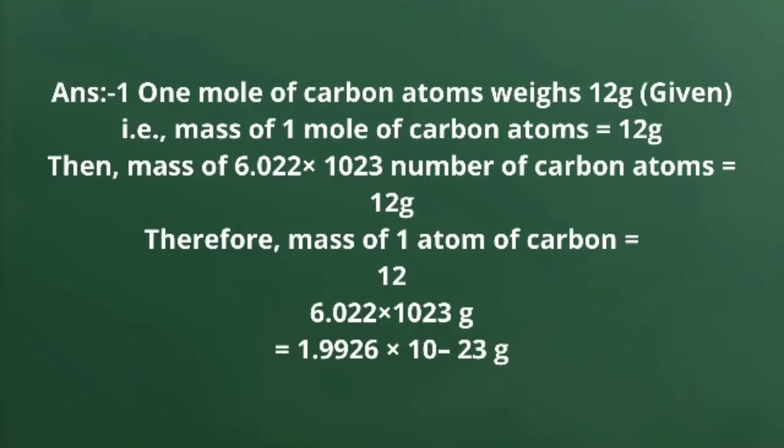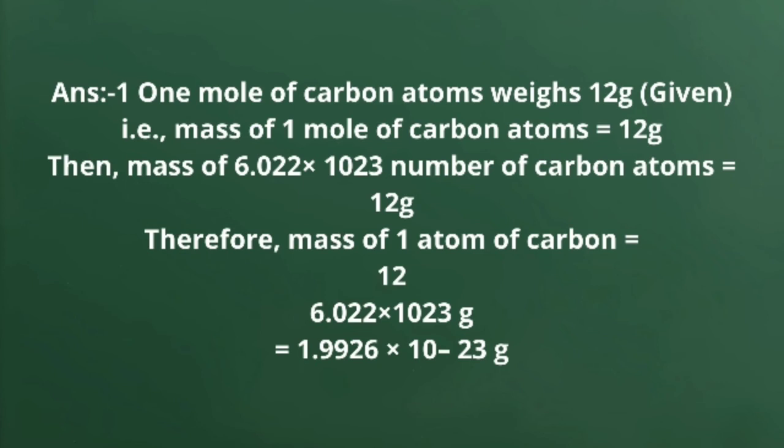1 mole of carbon atoms weigh 12 gram. Given that is mass of 1 mole of carbon atoms is equal to 12 gram. Then mass of 6.022 into 10 to the power 23 number of carbon atoms is equal to 12 gram. Therefore, mass of 1 atom of carbon is equal to 12 by 6.022 into 10 to the power 23 gram. Finally, calculation. We obtain 1.9926 into 10 to the power minus 23 grams.